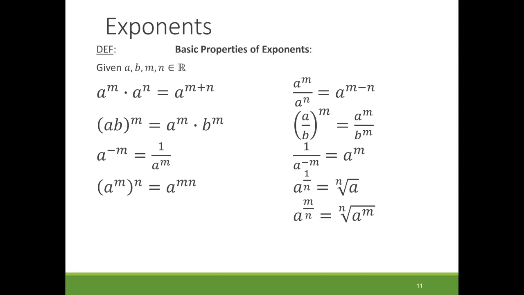And then more generally, if I have a non-unit fraction, the numerator becomes the exponent and the denominator becomes the index for the radical. And then good old a to the 0 equals 1, assuming that a is not 0, right? If a is 0, that's indeterminate also. 0 to the 0 is not 1. It's not 0. It's indeterminate.